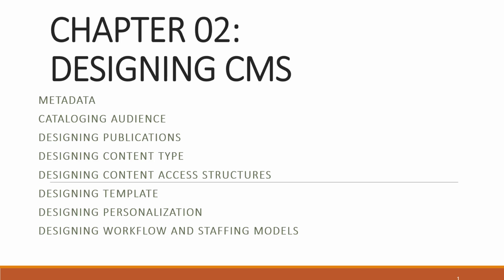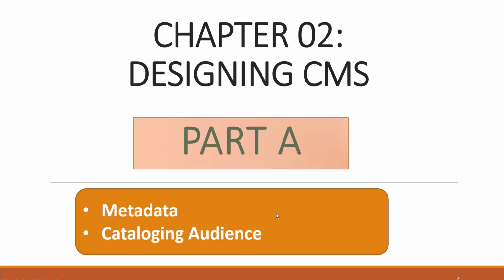So on chapter 2, we have three parts, A, B, and C. Okay, I will upload all the notes in order. So this is all the topics that we're going to discuss in chapter 2. What is the metadata? Cataloging the audience, designing publication, designing content type, designing content access structure, designing template, designing personalization.